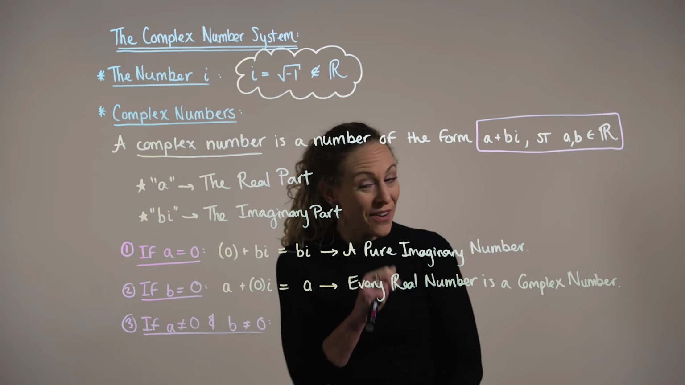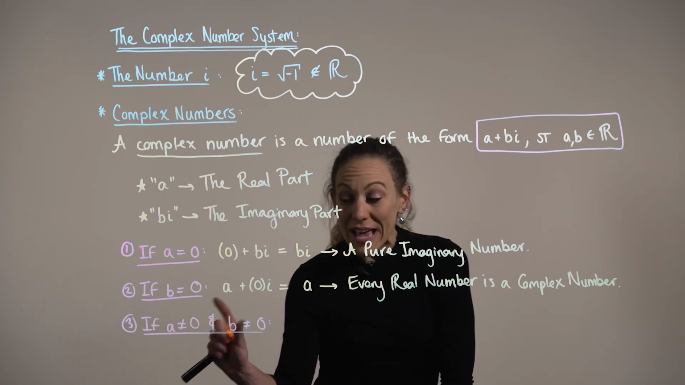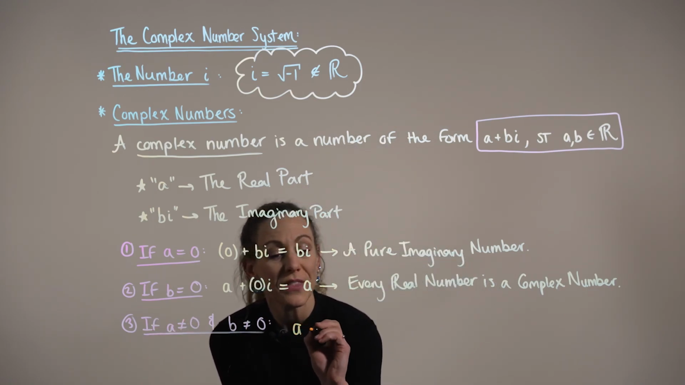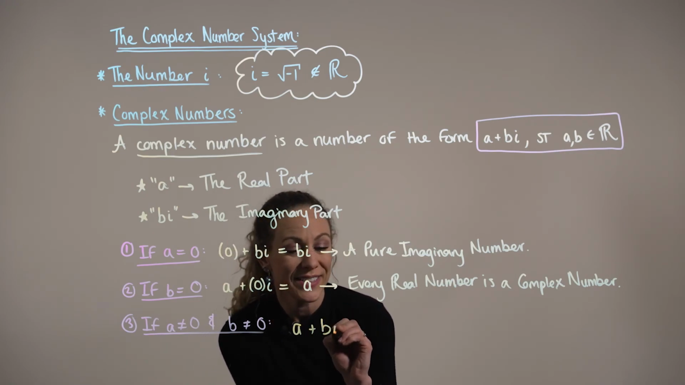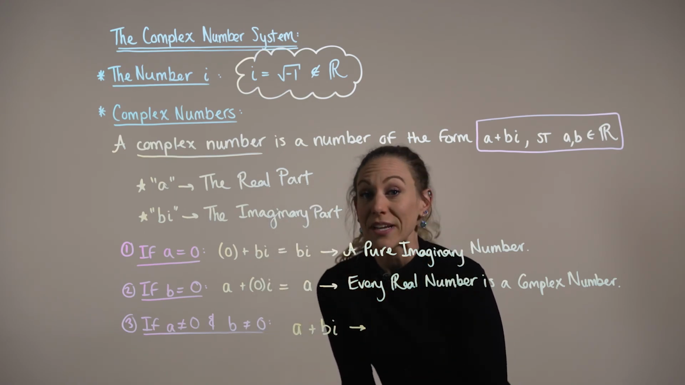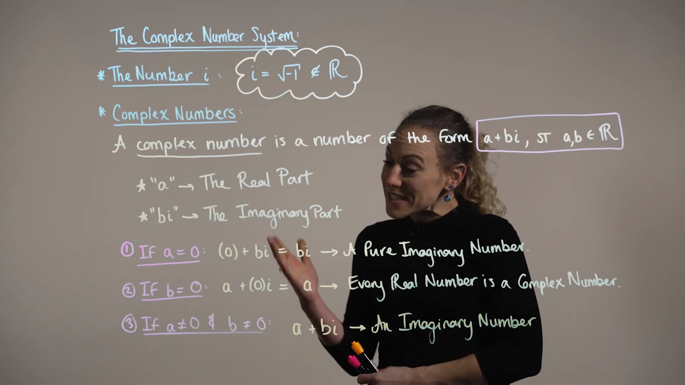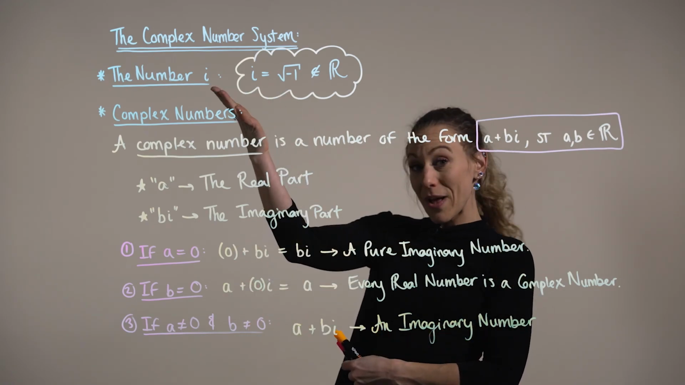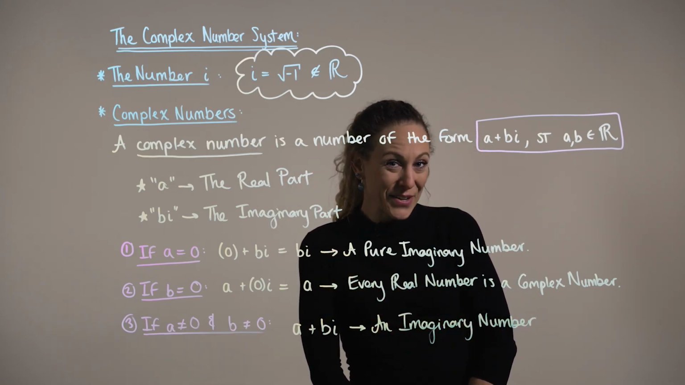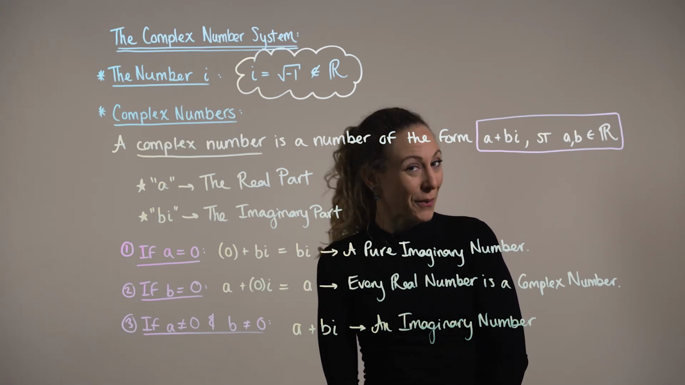And last but certainly not least, let's think about case 3, where a does not equal 0 and b does not equal 0. In case 3, we're simply working with the complex number a plus bi, and this type of complex number is often referred to as simply an imaginary number. Now that we have introduced these different types of complex numbers, as well as the number i, we're ready to perform algebraic operations, which I'm happy to report are going to be consistent with what we know and love from the real number system.